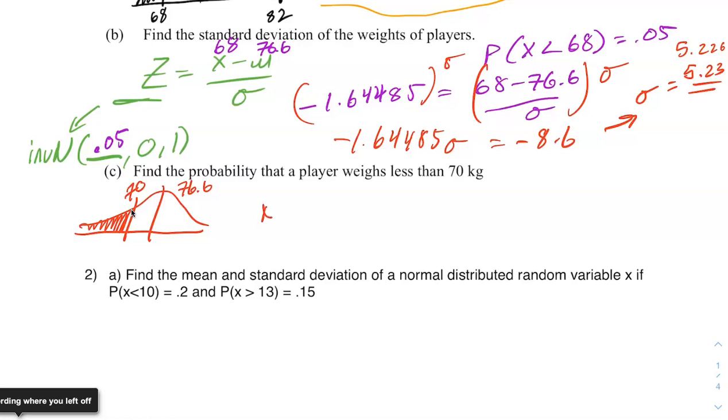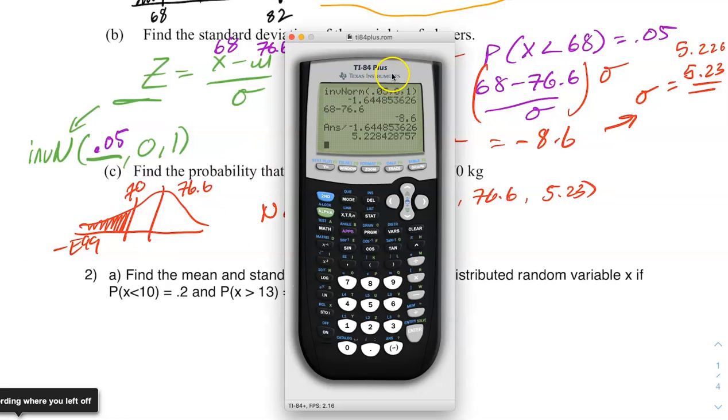So we're going to do a normal CDF. Negative E99, right? Negative infinity, essentially, to 70. My mean is 76.6. My standard deviation is 5.23 from above. Again, I'm going to use that value from now on. Now instead of the exact value, I can use the rounded version of it.